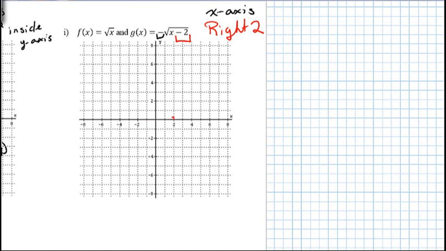So right 2 is right here, and then we can use the pattern. It's just that instead of being up here, the graph is going to be down here. So we would go down 1, right 1, and down 1, right 3. So we have the points (2, 0), (3, -1), and (6, -2).